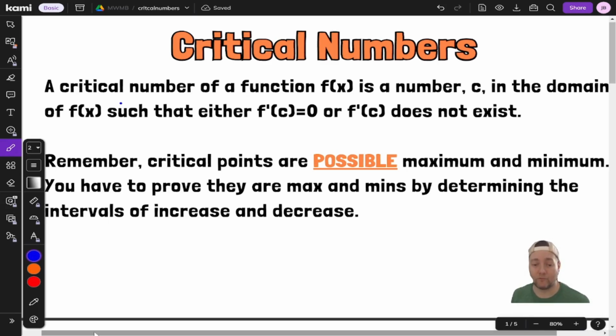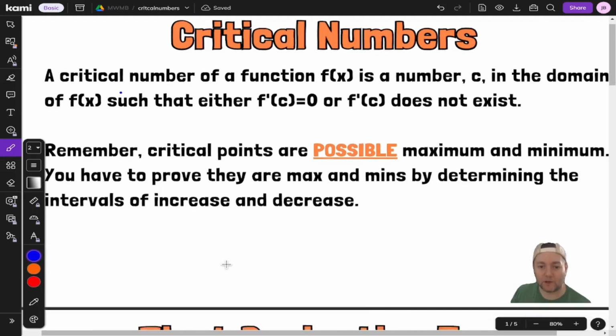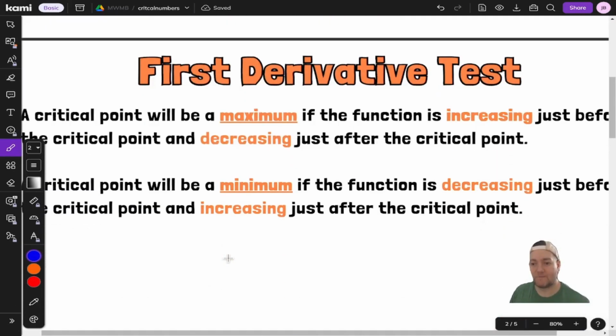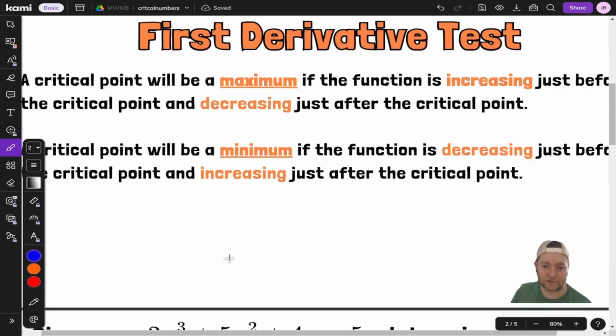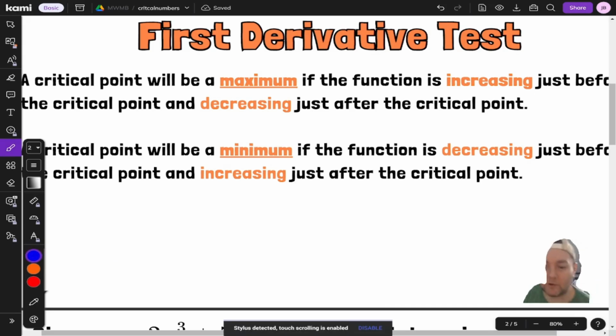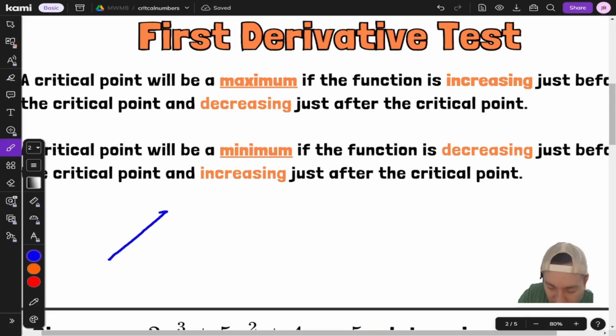It's also important to remember that critical points are possible maxes and mins. We have to prove that they are maxes and mins by looking at the intervals of increase and decrease, and we do that by using the first derivative test. I always like to draw this out, it's a little bit easier to explain by drawing it. If you have a function that is increasing and then goes to decreasing, that has a max. And the opposite, if it's decreasing and then goes to increasing, that's a min.